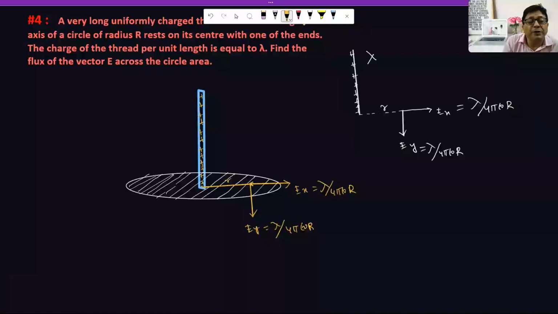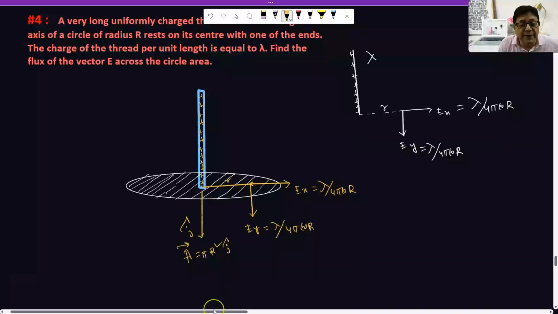So at any point on the circle area, if you consider, the component along x-axis has no role to play. For electric flux, what is the area vector of this circle area? You draw the area vector. Area vector is what? A equal to pi r square, and this direction we are taking, suppose y-axis this way, so it will be pi r square j cap. You know, area vector has a direction. This time it will be along y-axis.